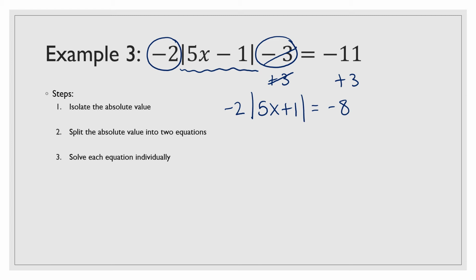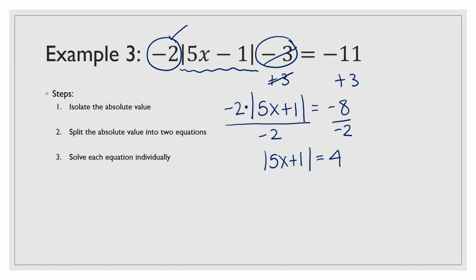Now we want to get rid of the minus 2 out front, and to do that we want to divide everything by negative 2. That's because the minus 2 is being multiplied by the absolute value, so you want to undo the multiplication by dividing. That is going to leave the absolute value by itself, and that's going to be equal to positive 4.